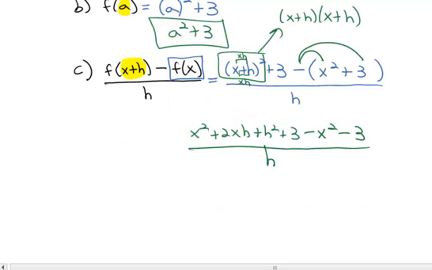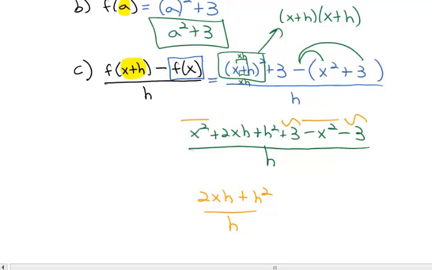So now to simplify, we've got x squared minus x squared. That's 0. It's kind of cool. There's a 2xh term. There's an h squared term. Plus 3 minus 3, that's 0, all over h. Now, we all remember we cannot just cross off an h. That kills a kitten. We just avoided killing a puppy. Don't kill a kitten.